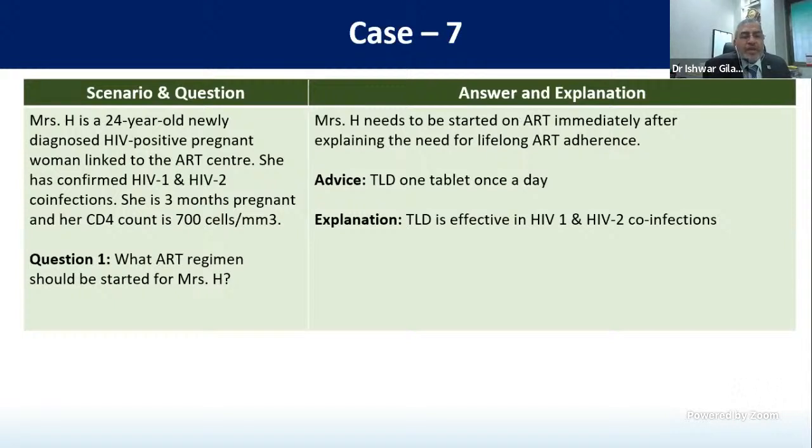In this scenario, Mrs. H is a 24-year-old, newly diagnosed HIV positive pregnant woman linked to ART center. She has confirmed HIV1 and HIV2 co-infections. She is 3 months pregnant and her CD4 count is 700 plus. And the question is, what ART regimen should she be started on? Mrs. H needs to be started on ART immediately after explaining the need for lifetime ART adherence. She will be advised TLD once a day, and TLD is effective in both HIV1, HIV2, as well as HIV1 and 2 co-infections. Next slide.